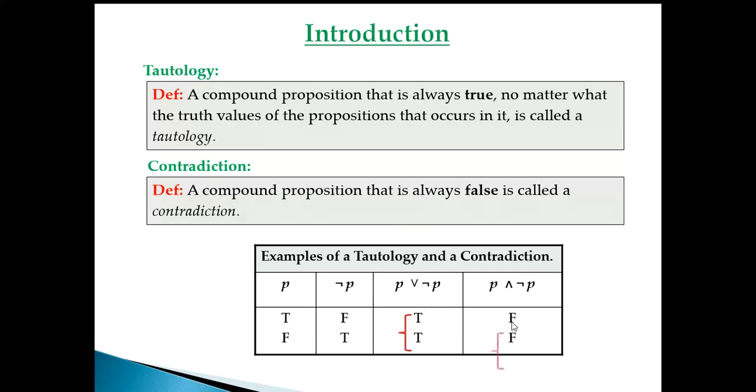Now if we calculate p and negation of p: true and false is false, false and true is false. Here both values are false, so it is called the contradiction. So in any compound proposition in which all truth values are true, that is called a tautology, and if all truth values are false, that is called a contradiction.